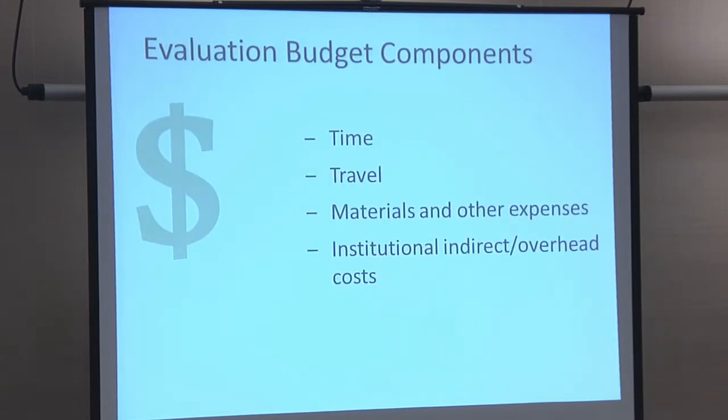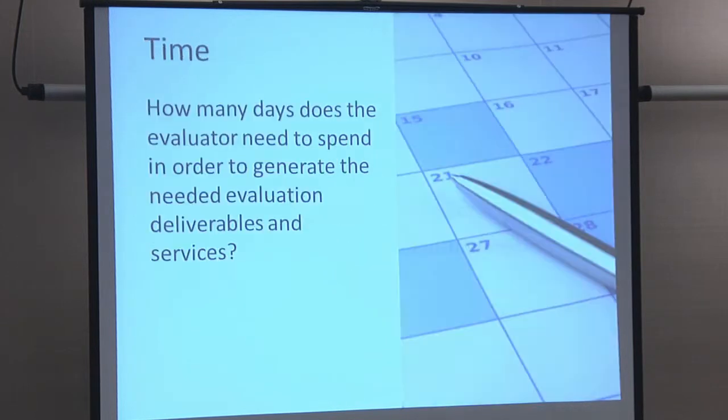All right, so what goes into that budget? Time, travel, materials, and other expenses, and then institutional, indirect, or overhead costs. What does all that mean? Time, you need to think, this is a key question, how many days does the evaluator actually need to spend in order to generate the needed evaluation deliverables and services? So they should be able to provide an estimate of the number of those days.